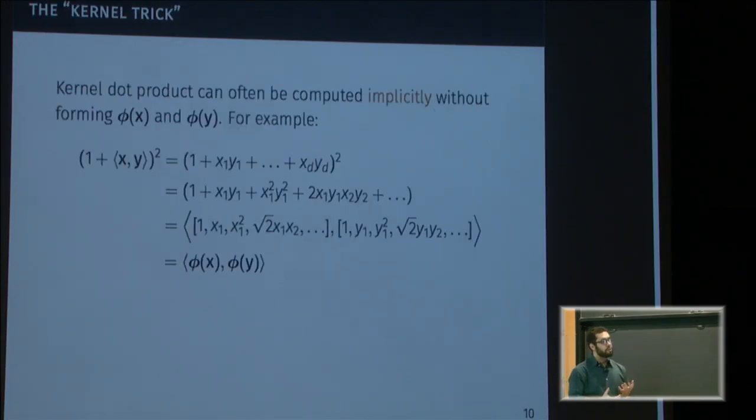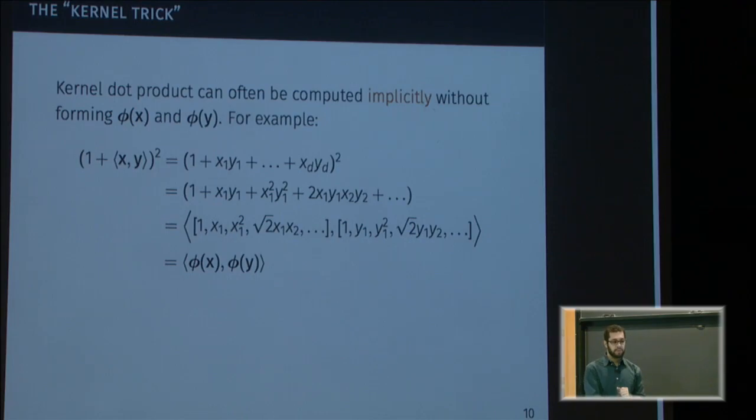And as I said, often you can compute those dot products between the feature expanded vectors without doing explicit feature expansion. So this is a really simple example for the quadratic function we talked about. If I look at the value (1 + x·y)^2, it's not too hard to work through that. If you FOIL that out and look at all the terms, this equals, up to some rescaling of the values in the feature expanded vector, the actual dot product between phi of x and phi of y.